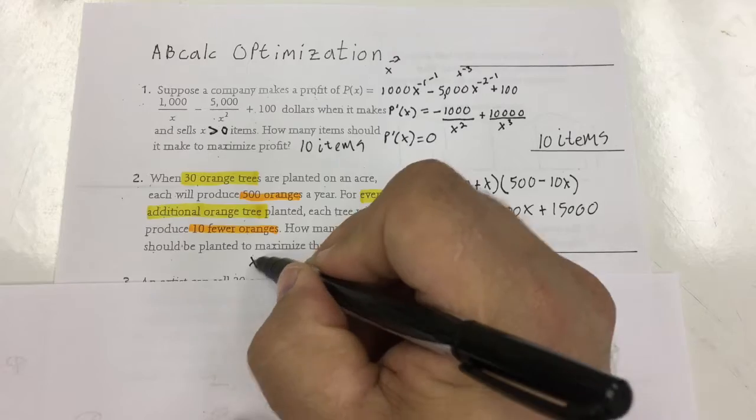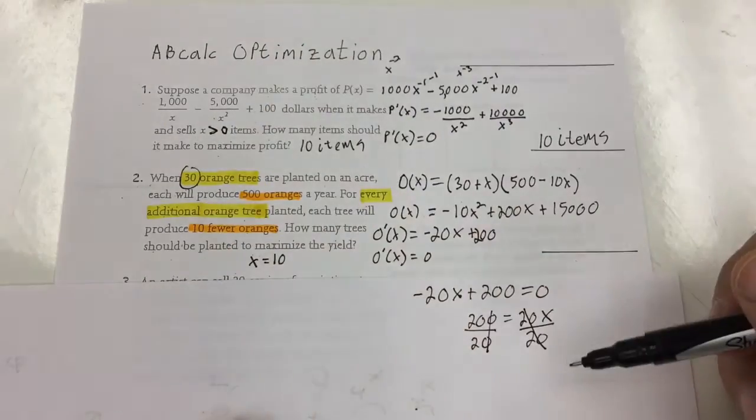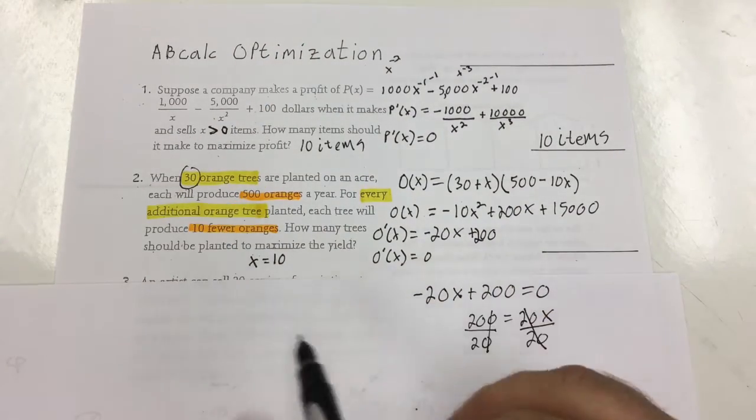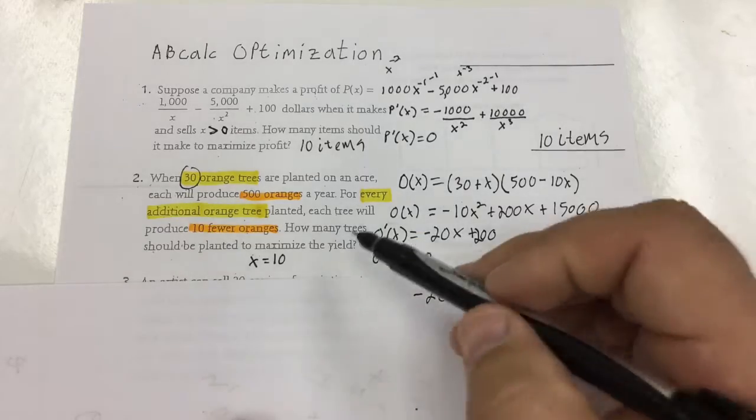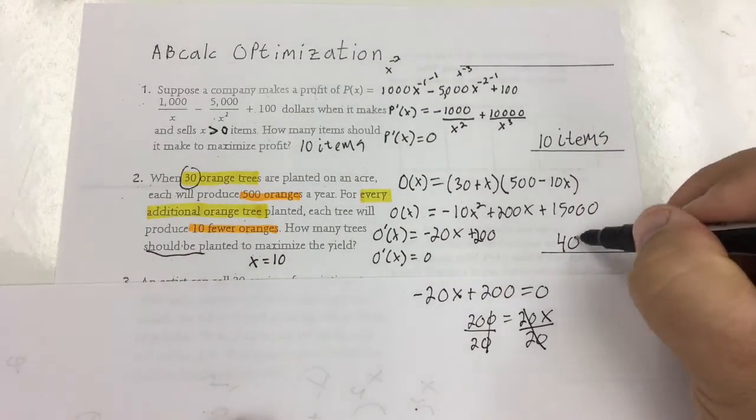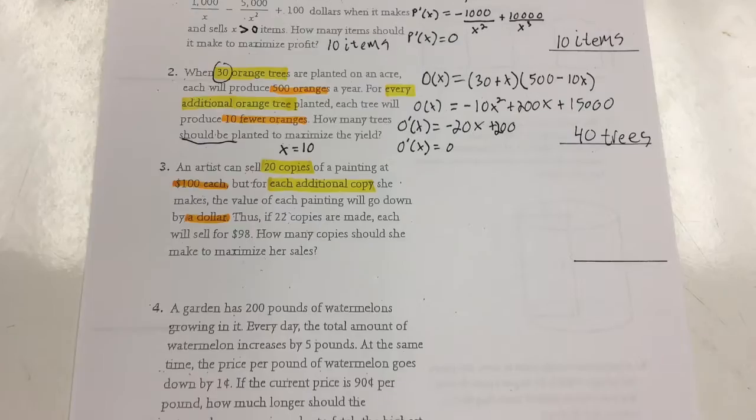So this is tricky, so x equals 10, but there's already 30 orange trees in the grove, so the amount of trees that should be planted is a total of 40 trees. A little tricky on the vocabulary.